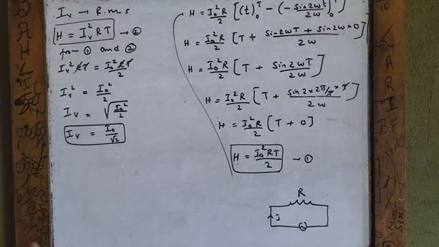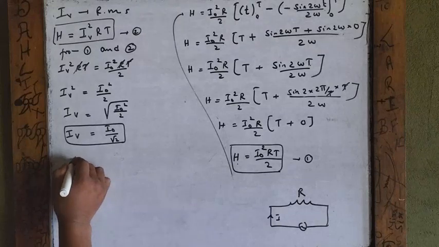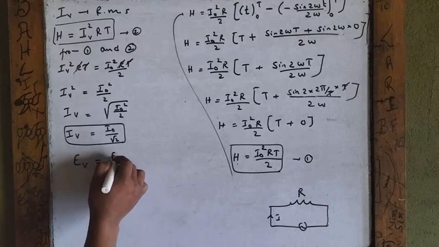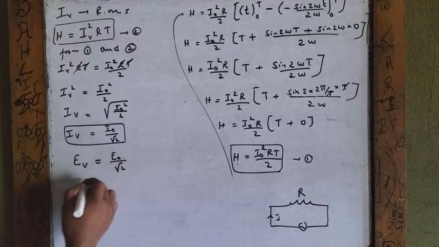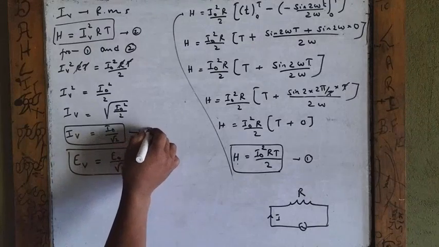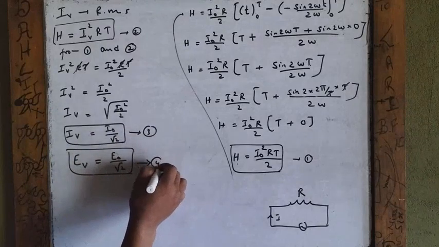Now in a similar way you can show by yourself the relation between the alternating EMF and the peak value of the alternating EMF. So the root mean square value of the alternating EMF is E_v, and this E_v should be equal to E naught by root 2. Okay, this is my equation 3, this is my equation 4.